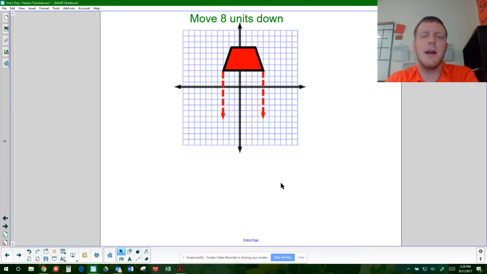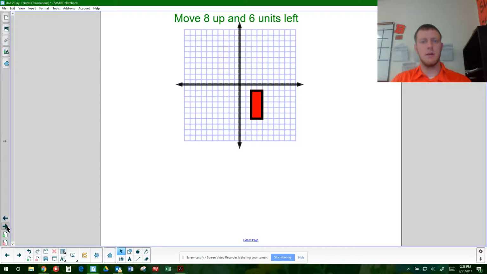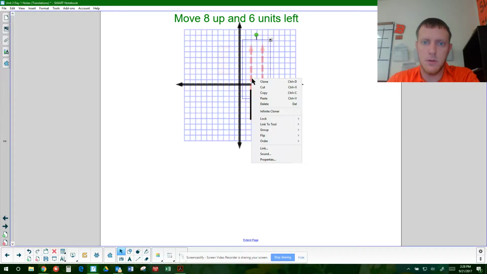Another one, it doesn't matter how many points there are. It doesn't matter what it looks like. All you do is follow directions. However it tells you to move, you move it. So another example here, take a trapezoid. We slide it down just like that. Nothing too challenging about any of these. If you're going to do both, you do both. You pick one, you move it 8 up, and then you move it 6 left. So we would move it up.